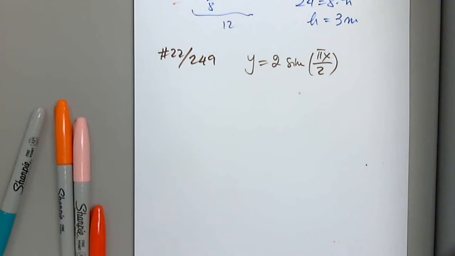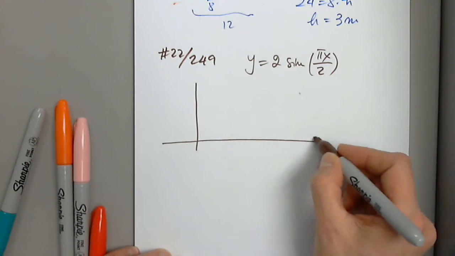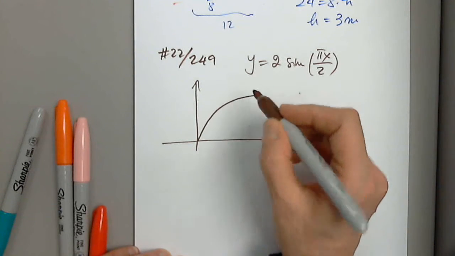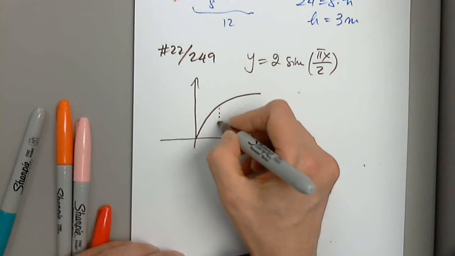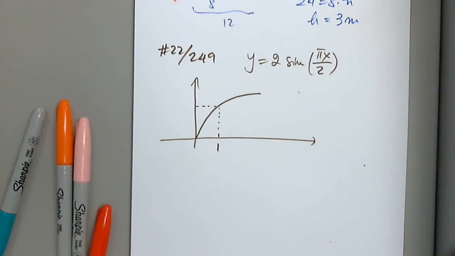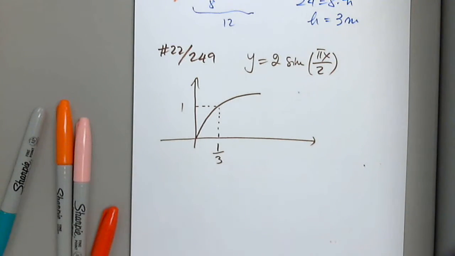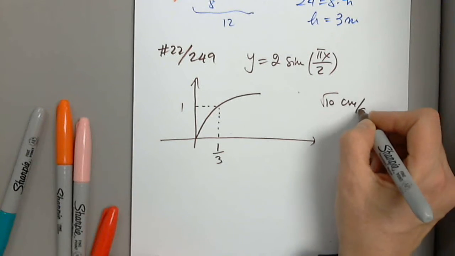Perfect. As the particle passes through a point, so this is sine x, pretty much. This is not an exact graph, but I picture the point. They say 1/3 comma 1. Its x coordinate increases at a rate of the square root of 10 centimeters per second.